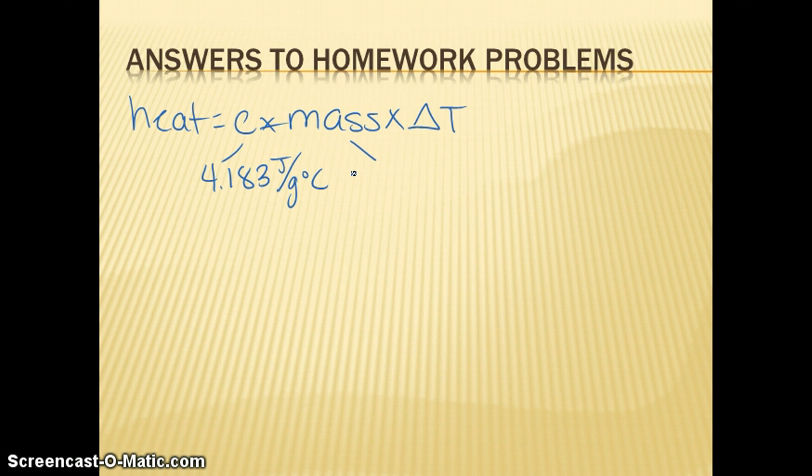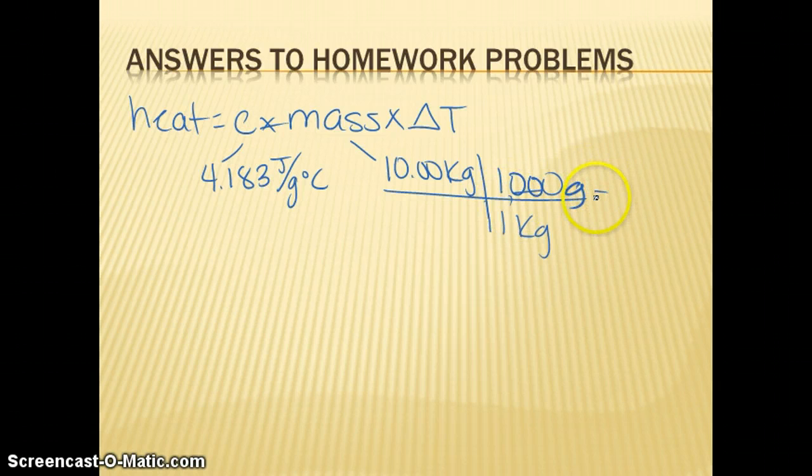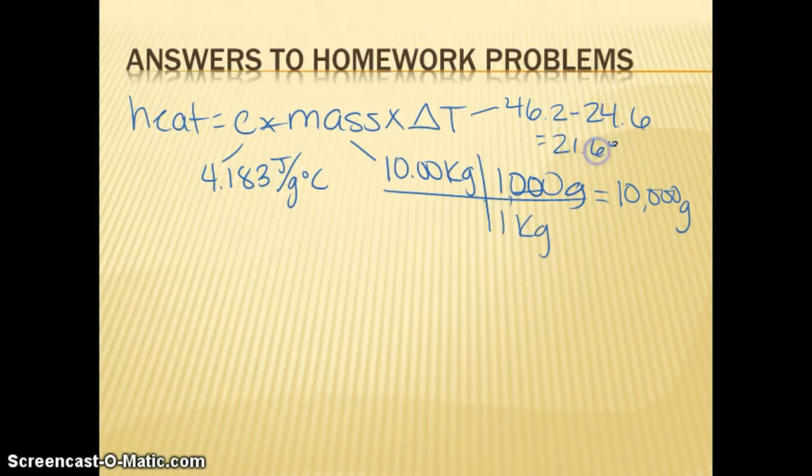In the question, we're given that the mass is 10.00 kilograms. We're going to need that to be in grams because the specific heat value is over grams. So we need to convert that to grams, which gives us 10,000 grams. And then our delta T, we take our T high minus T low, so 46.2 minus 24.6, which gives us 21.6 degrees Celsius.